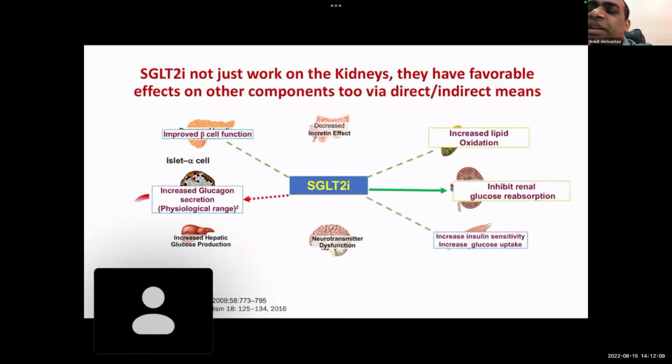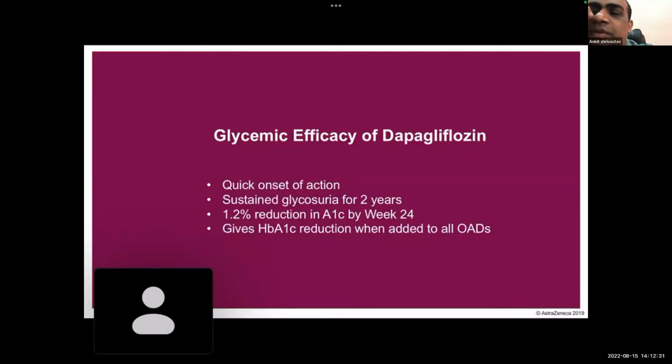This chart is self-explanatory. We have the SGLT2 effect, which inhibits renal glucose reabsorption, increased lipid oxidation, decreased incretin effect, improved beta cell function, decreased glucagon secretion, increased EGP, that is within the physiological range, and increases the insulin sensitivity.